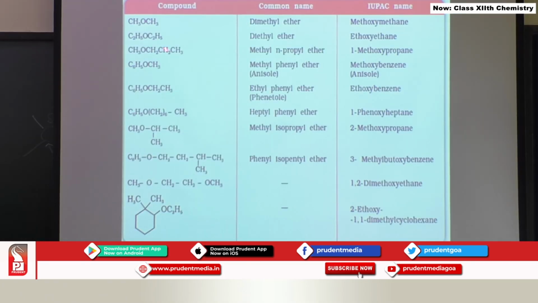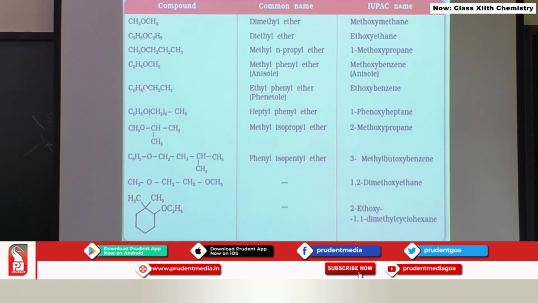There are a few more examples which are also in your textbook, you can refer to them. I would like to focus your attention on this particular compound. This is an aromatic ether. There is a methoxy group attached to the benzene ring, therefore methoxybenzene, its trivial name is anisole, and the common name will be methyl phenyl ether.